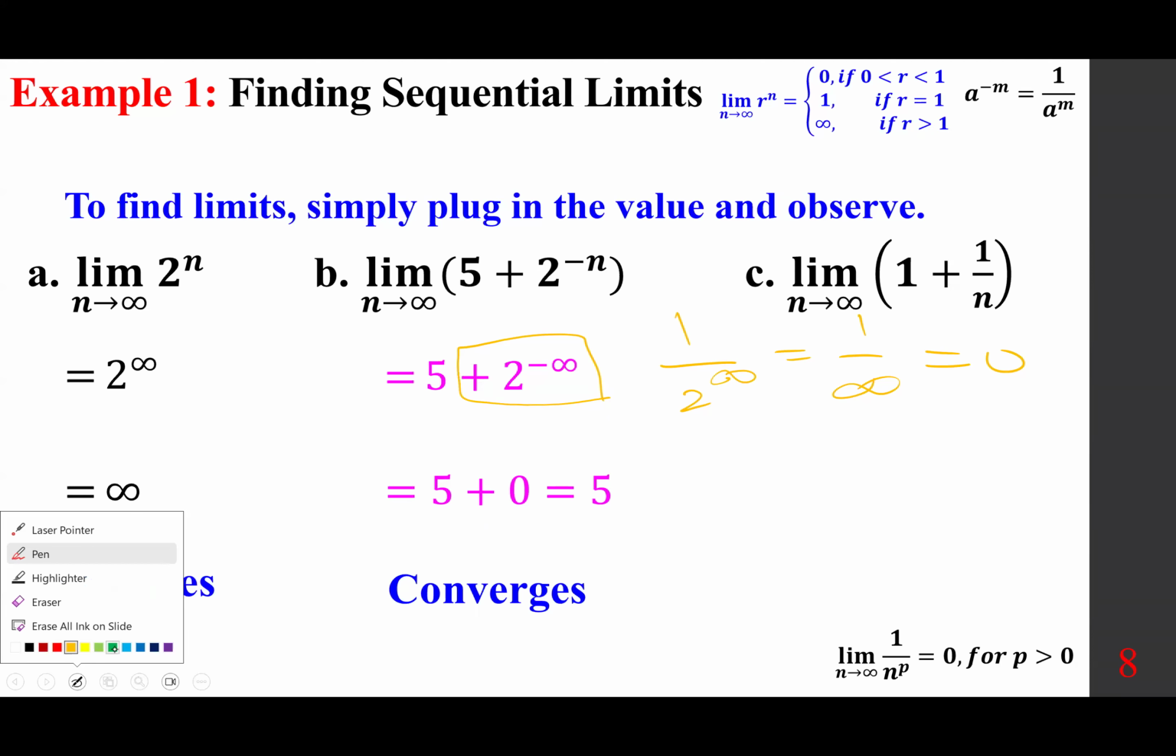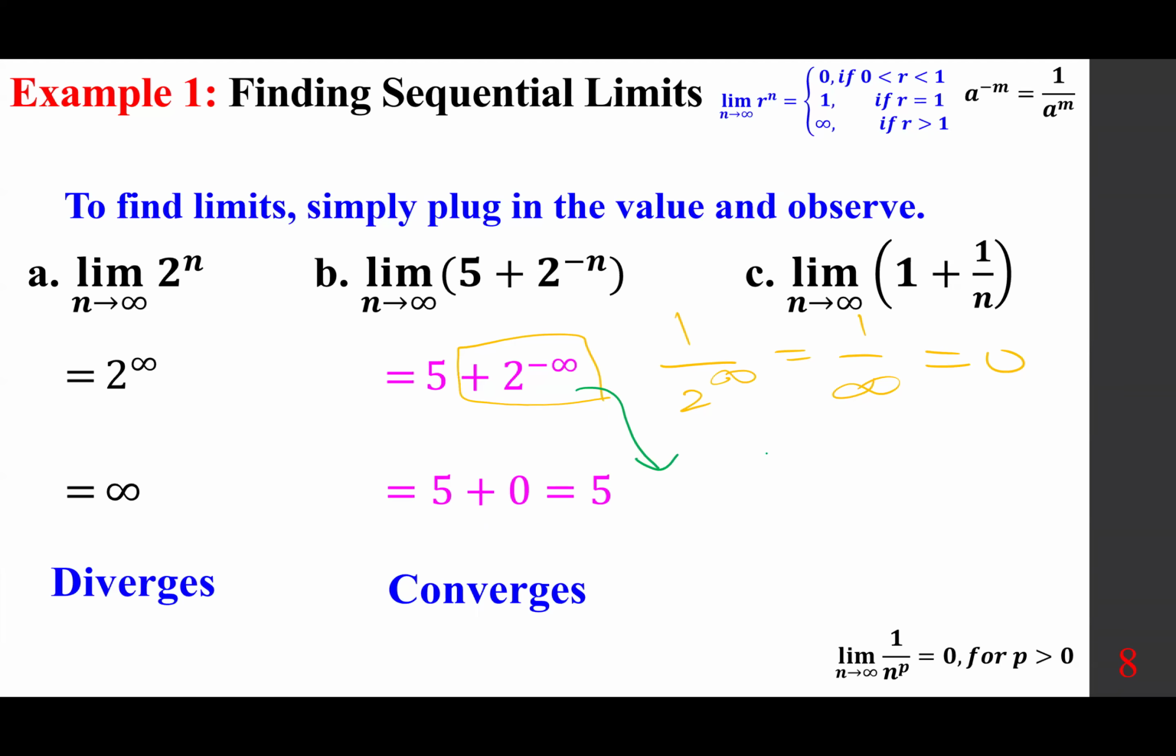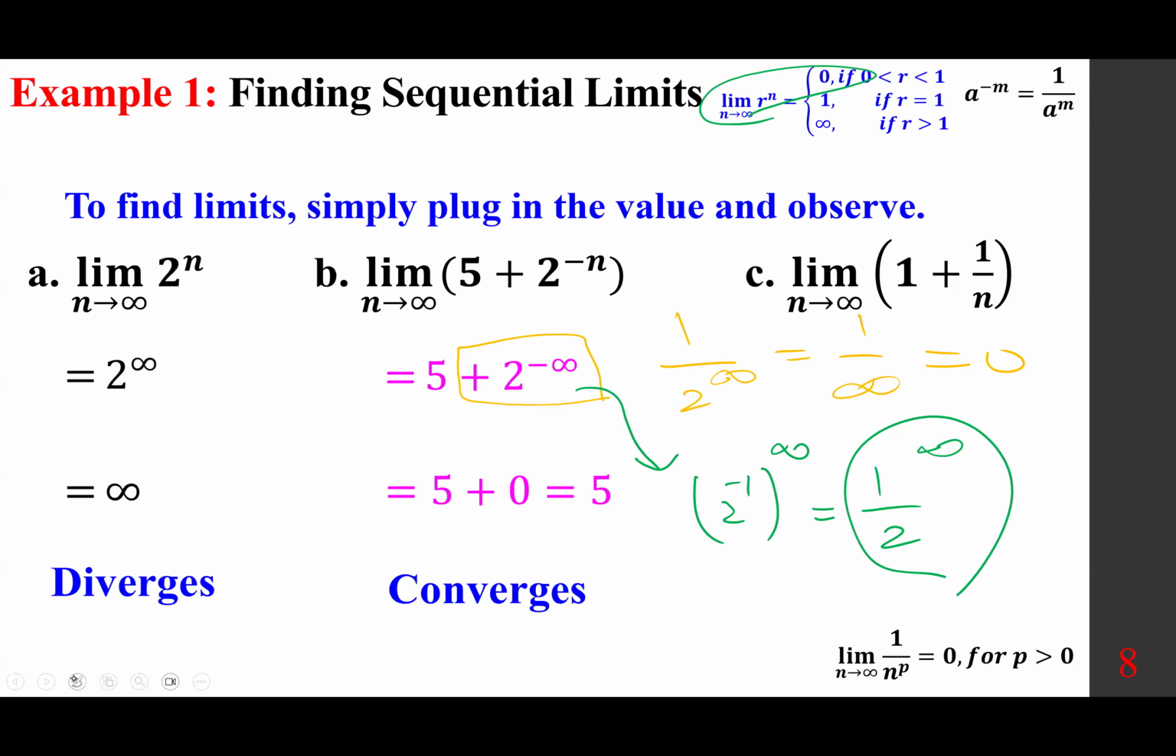Another way of looking at it, class, and let me show you the second method for this one. I hope you see that you can say 2 to the power of minus n is 1/2 to the power of n, and this follows this one and becomes 0. Either way, you have to justify. You have to plug in and justify by looking at the theorems, and that's the answer.